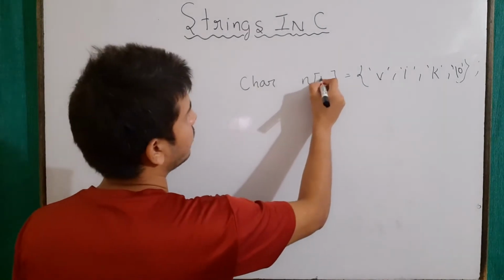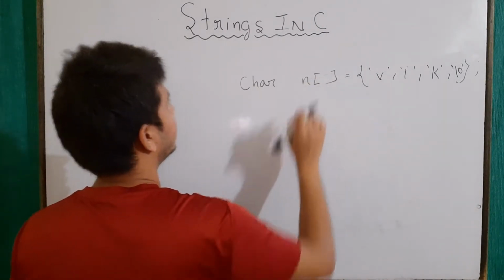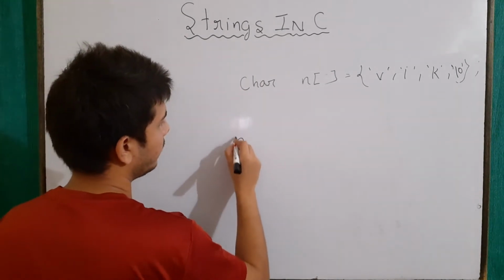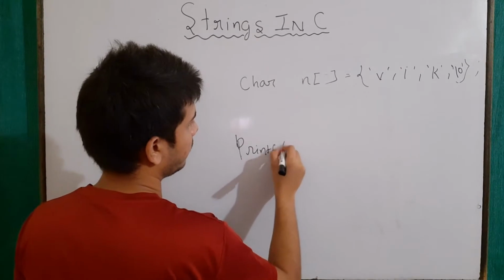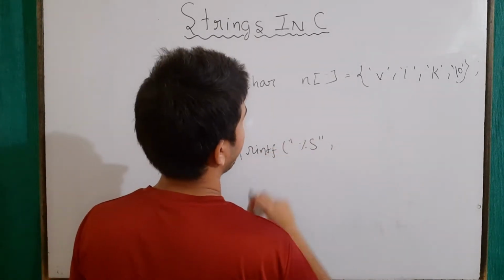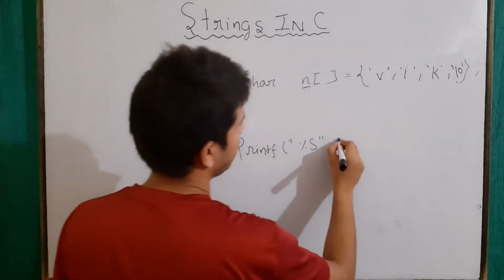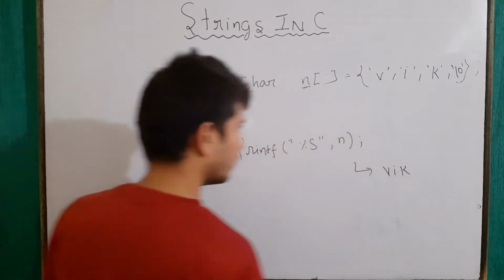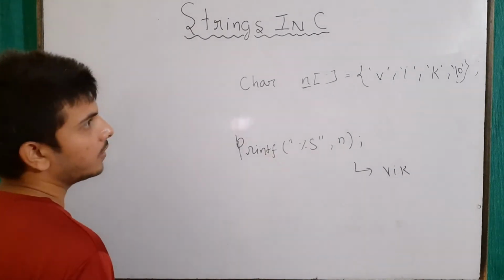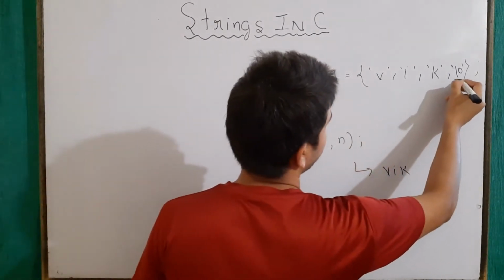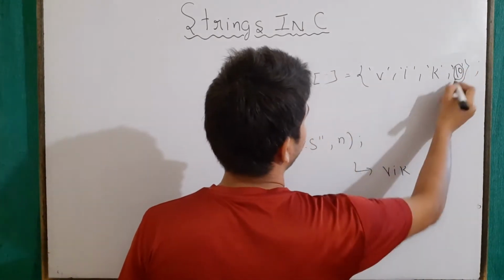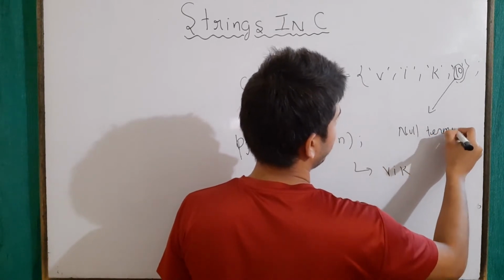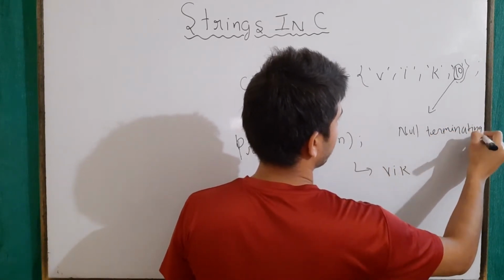We can also write a size here, like 4, but it is not generally required, so we can also initialize it like this. Now if I do printf of %s and I write the name of our variable, that is n, then our output will be VIK. Okay, simple. Now the question arising here is why are we using \0? It is also known as the null terminating character.